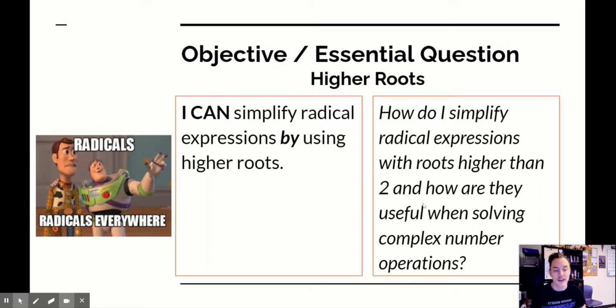So this is kind of like a halvesies. You can answer the first half, but not the second half. So hopefully by the end of this lesson, you'll be able to simplify radical expressions. Expressions, not equations. That's going to be next week. Radical expressions by using what we call higher roots. So let's get into it.